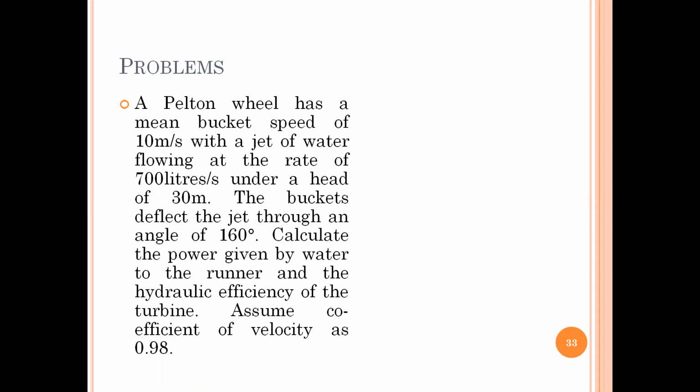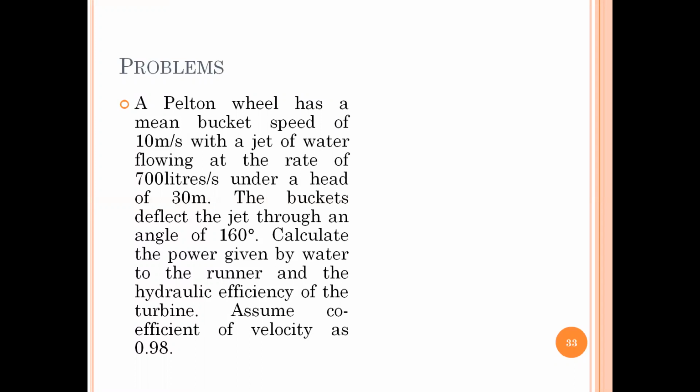A Pelton wheel has a mean bucket speed of 10 meter per second with a jet of water flowing at a rate of 700 liters per second under a head of 30 meters. The buckets deflect the jet through an angle of 160 degrees. Calculate the power given by the water to the runner and the hydraulic efficiency of the turbine. Assume the coefficient of velocity as 0.98.